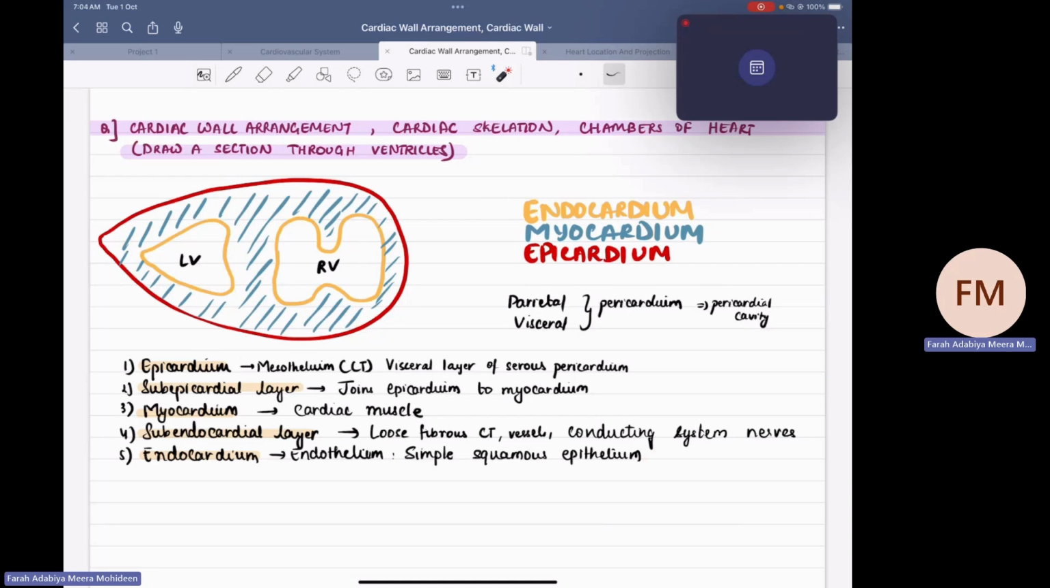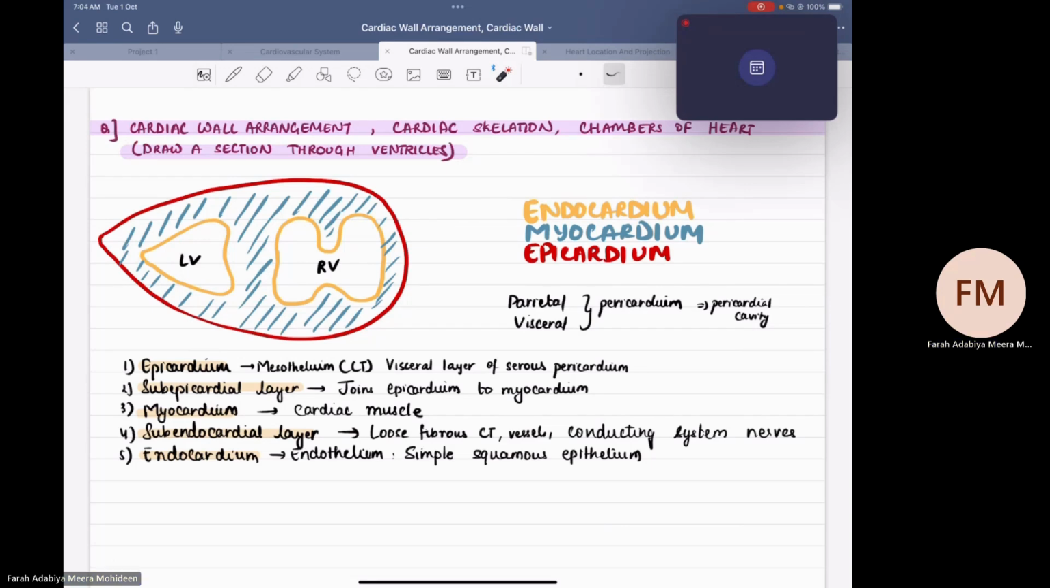Now, your next blue part, the thickest part, is your myocardium. Myocardium has your cardiac muscle, and this thickness is what changes in the heart. It's important for the electrical activity of the heart, contractility. Everything depends on this particular layer, cardiac muscle.